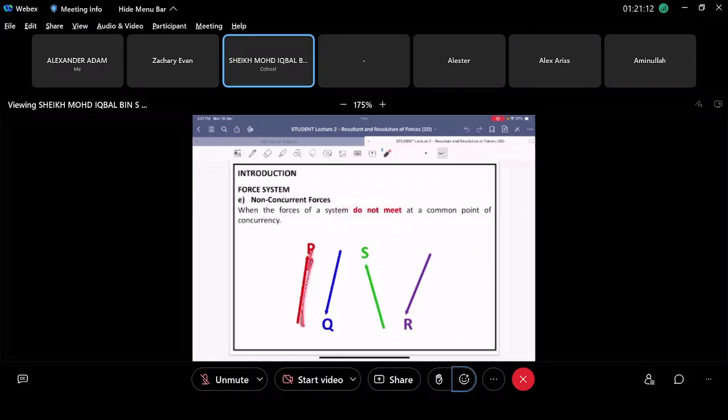So you have force 1 here, 2, 3, 4. They are random. They do not meet at any common point. So these are called non-concurrent forces. Okay.